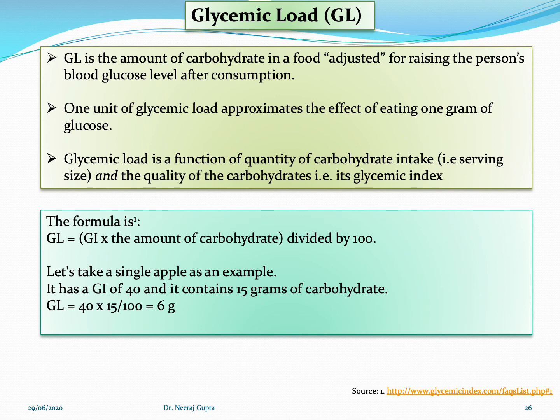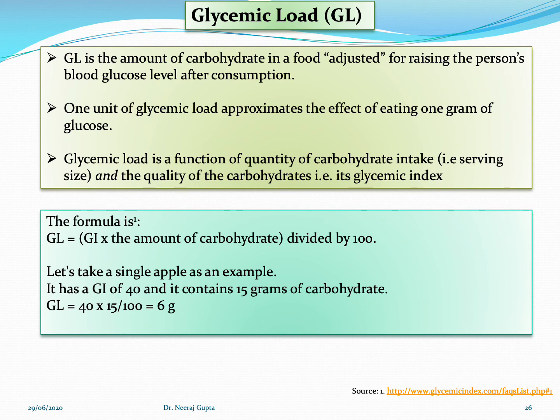There is another term which you should be familiar with, and this is glycemic load. Now, glycemic load is the amount of carbohydrate in a food adjusted for its effect in raising the person's blood glucose level after consumption. Now, 1 unit of glycemic load approximates the effect of eating 1 gram of glucose. Glycemic load is a function of the quantity of carbohydrate intake, that is the serving size, how much you are taking, and the quality of carbohydrate, that is its glycemic index. So it combines both.